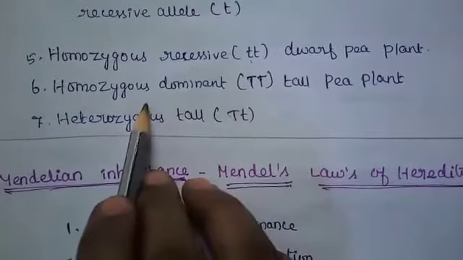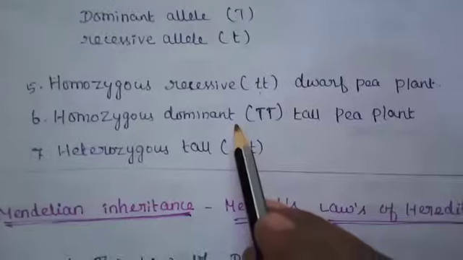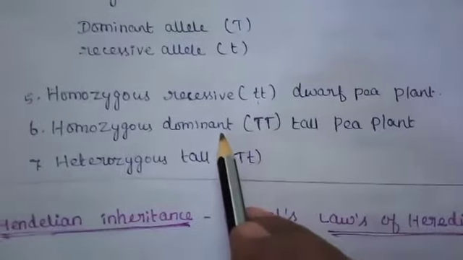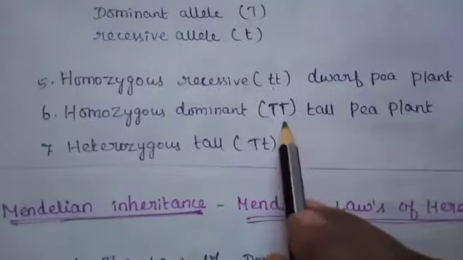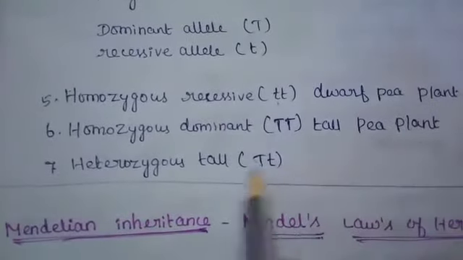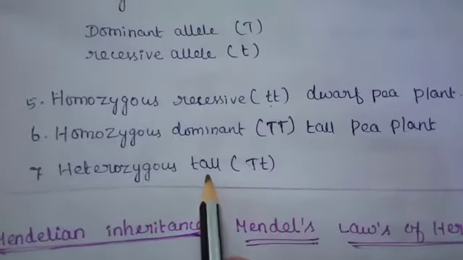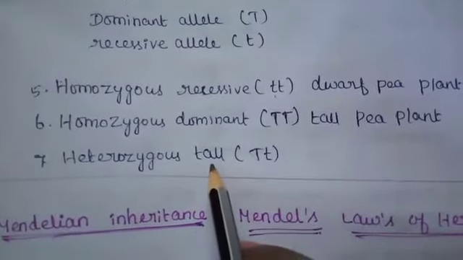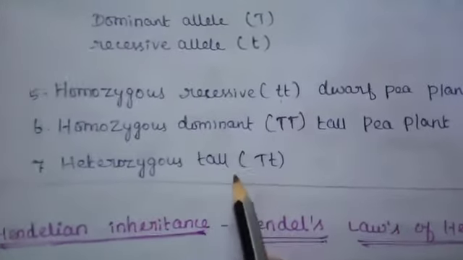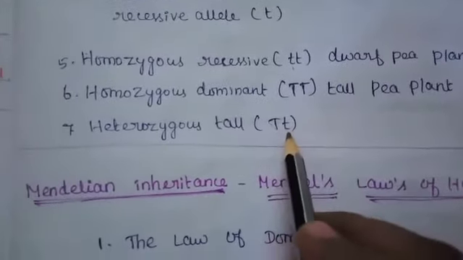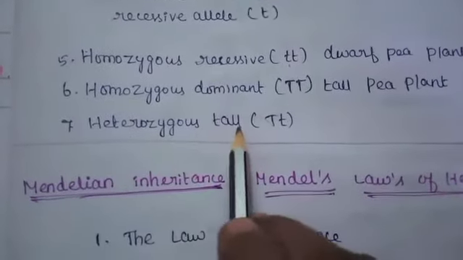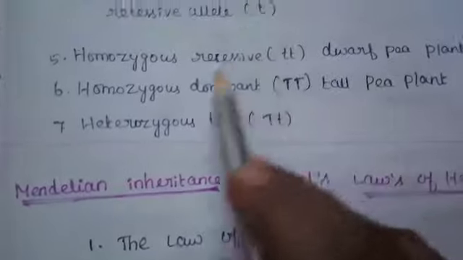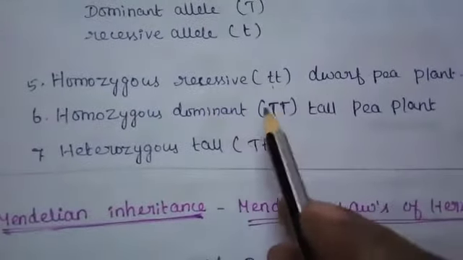Then homozygous dominant. An individual with two dominant alleles is called homozygous dominant, capital T, tall pea plant. Then heterozygous tall. One dominant allele and one recessive allele denotes a non-true breeding tall pea plant, which is called heterozygous tall. These are the terminology related to Mendelism.